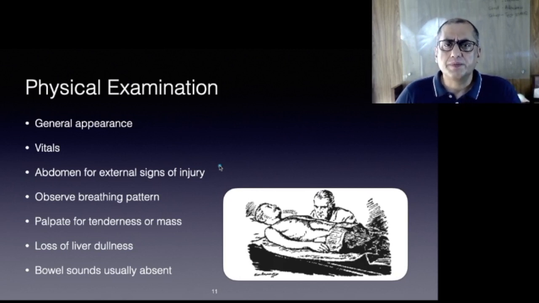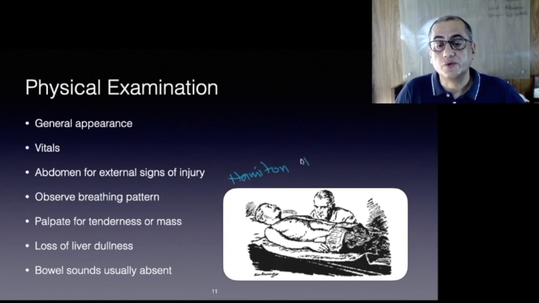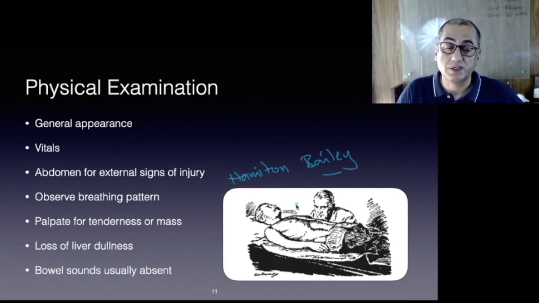In perforated peptic ulcer, patients lie immobile, occasionally with the knees flexed, and the abdomen is described as board-like. Here, Mr. Hamilton Bailey, of the book Bailey and Love, is sketched examining one such patient. Now, carefully palpate the entire abdomen, noting any masses or tenderness.